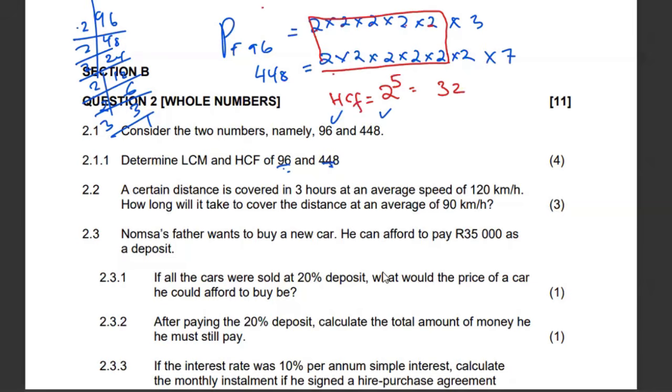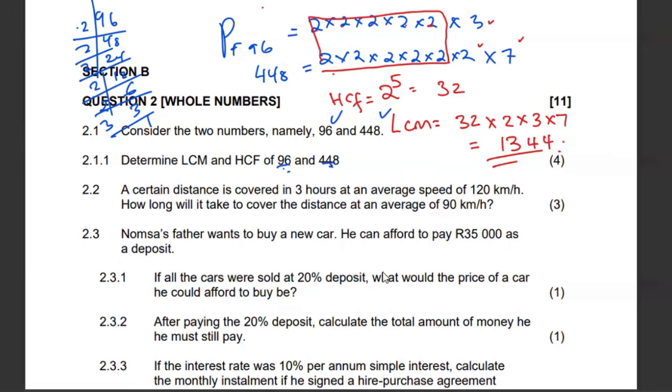Okay. And then if we want to find the LCM, get the HCF that we have, then multiply by the numbers that were not used. So times 2, times 3, times 7. So that's going to be 32 times 2 times 3 times 7, which gives us 1,344. So that gives us the answer to that particular question.